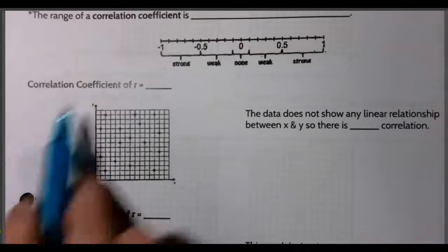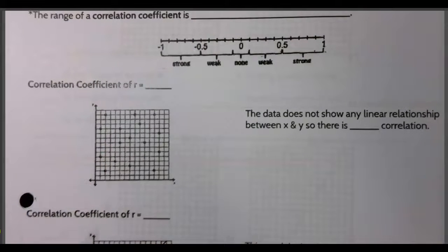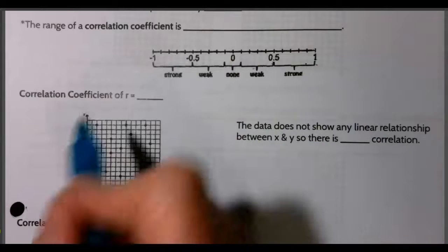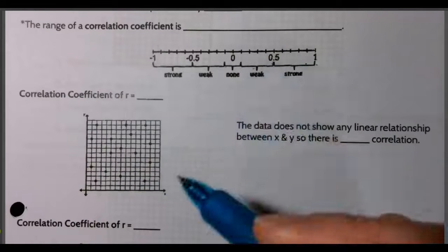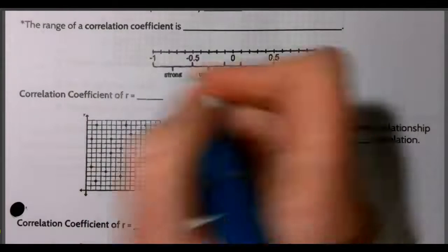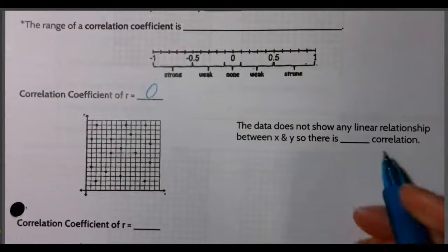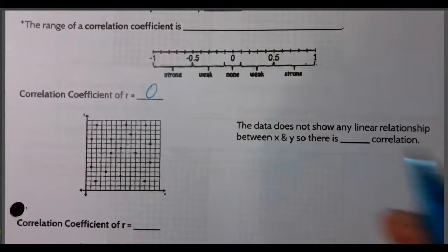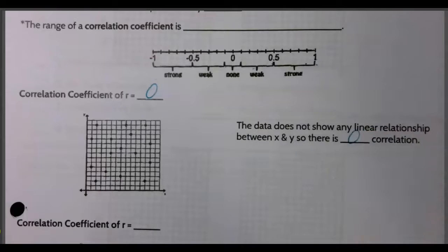So let's look at these and determine what our correlation would be. If I look at this, see how the data is just scattered all over? There's no connection whatsoever. So there isn't one. That's 0. The data does not show any linear relationship between X and Y, so there is a 0 correlation.